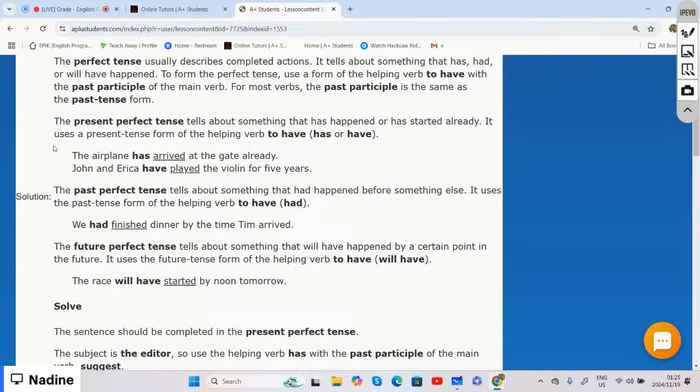And then we have the future perfect tense. Future perfect tense already tells you it's things that must still happen. It did not happen at all. So future perfect tense tells us about something that will have happened by a certain point in the future. Future can be tomorrow, it can be next week, it can be next month, next year. But it's something that has not happened yet. It will still happen.